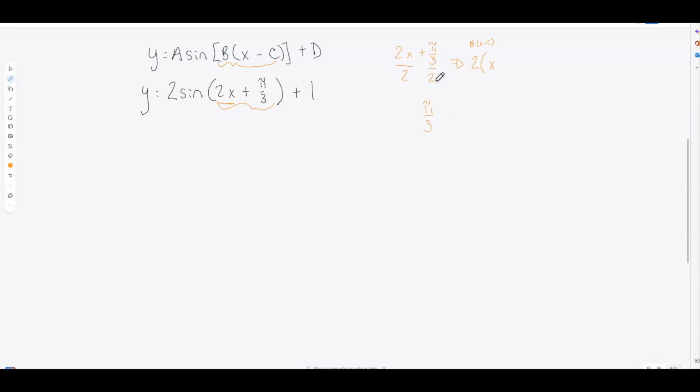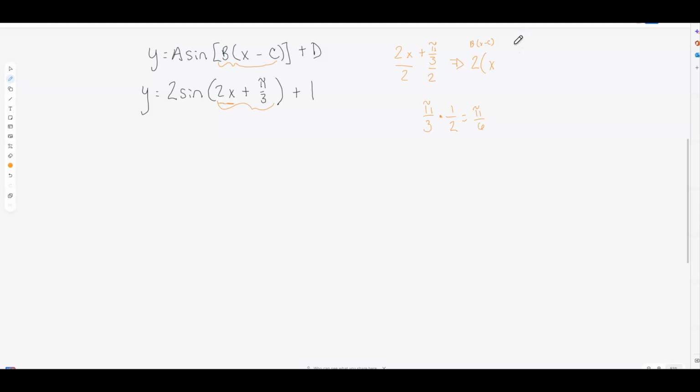Because pi over 3 divided by 2 is really pi over 3 times 1/2, right? We keep our top fraction, we change division to multiplication, and we flip our bottom fraction. Okay, so this becomes pi over 6.